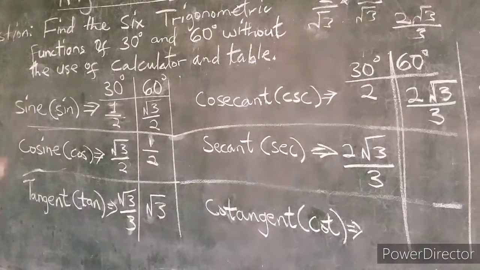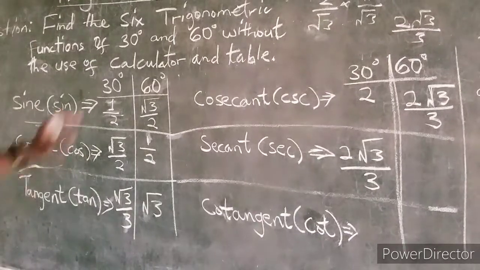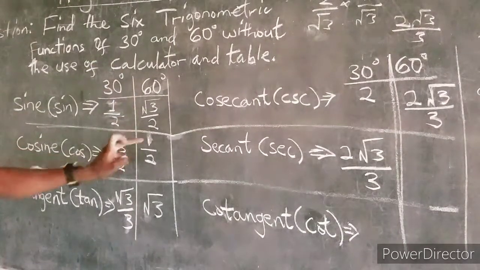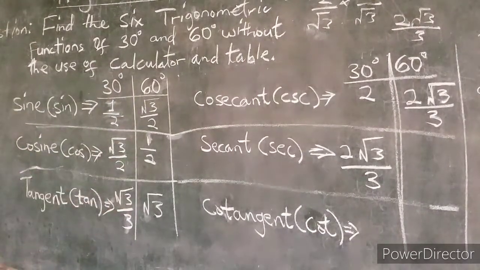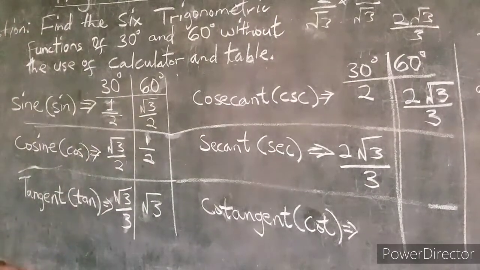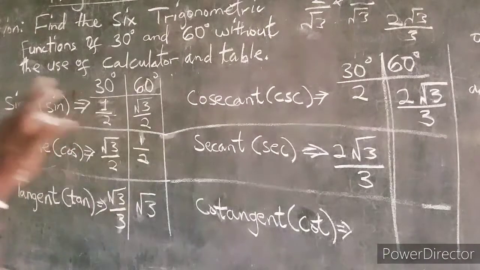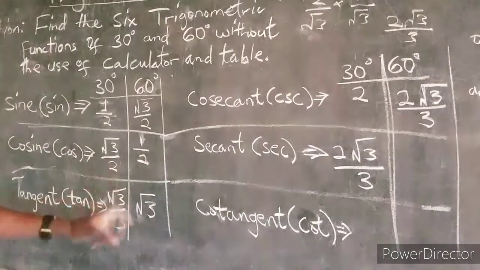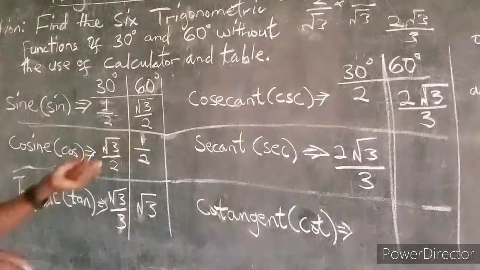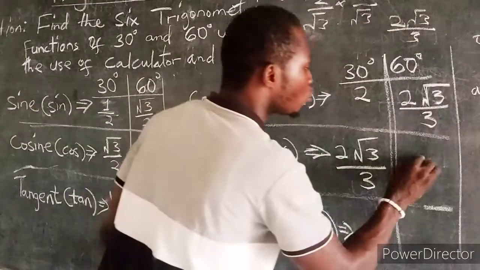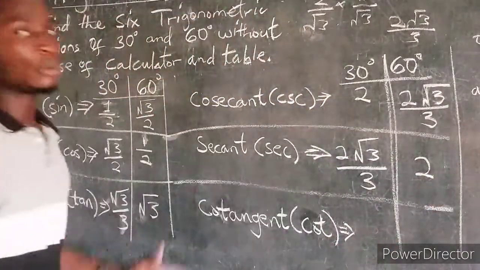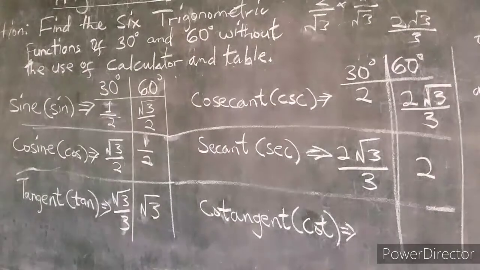And now, since cosine 60 degree is equal to 1 over 2, and knowing secant to be the opposite of cosine, therefore we're just going to find the reciprocal of 1 over 2. 1 over 2 is just positive 2. Then we go to cotangent.